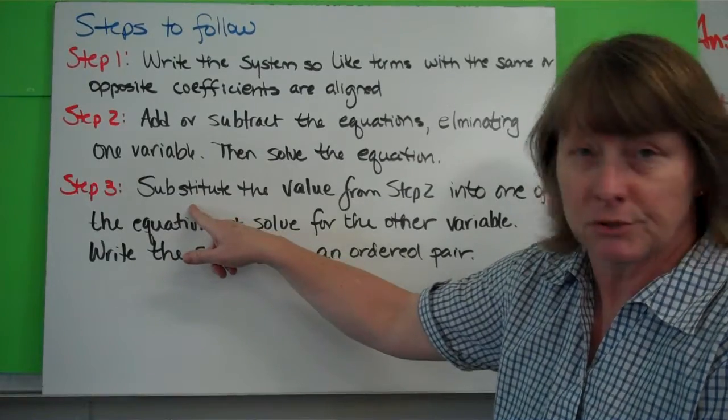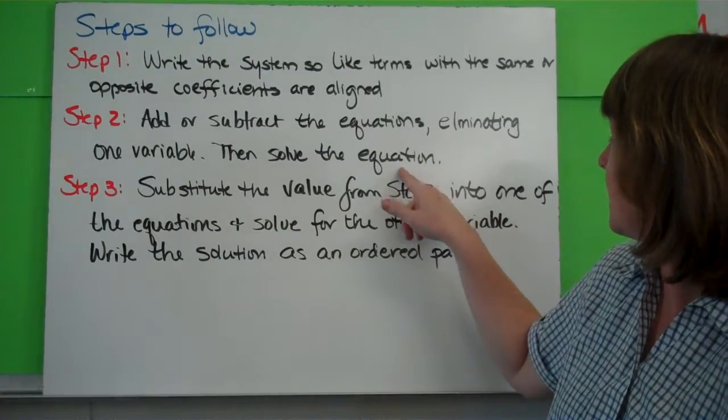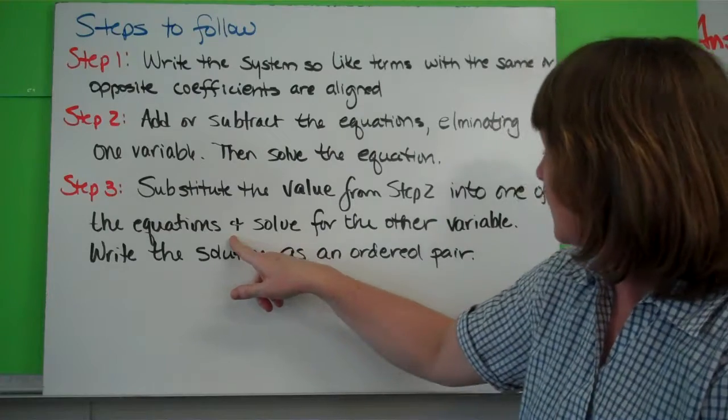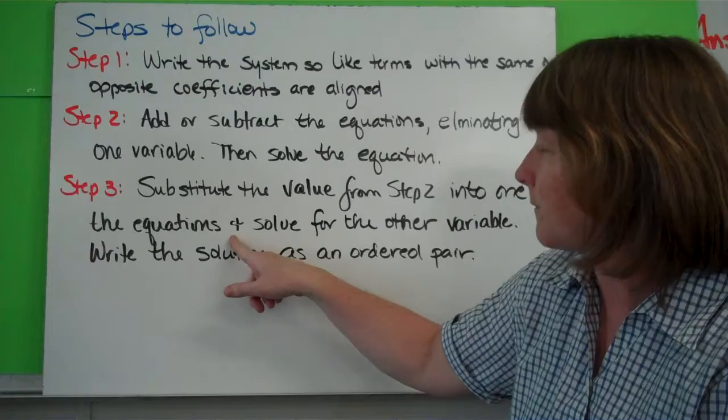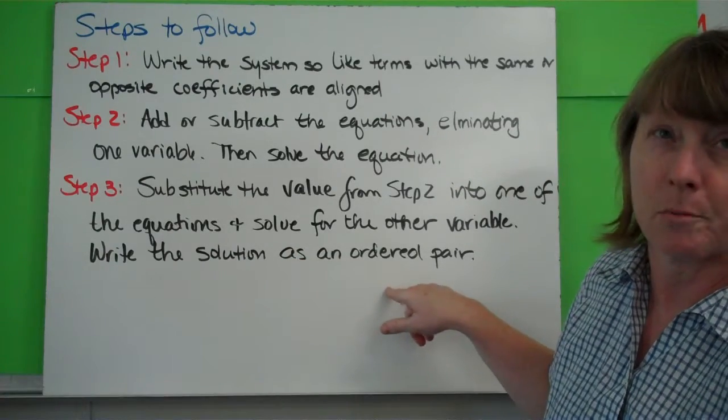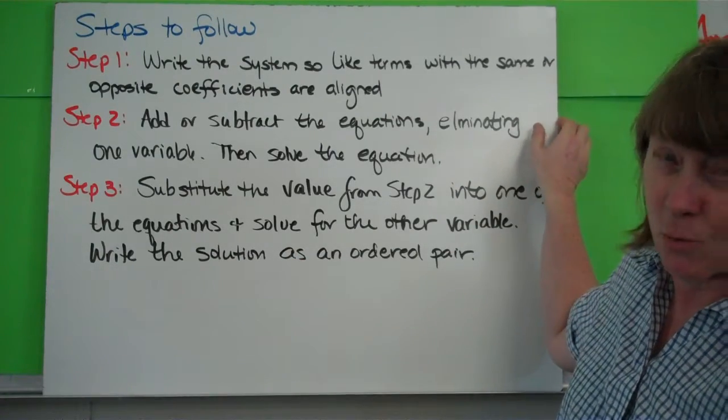Step 3. Take the variable that you solved for and substitute the value from step 2 into one of the equations and solve for the other variable. So if you have x, you're going to solve for y. If you have y, you're going to solve for x. Step 4. Write the solution as an ordered pair. Remember, it has to be an ordered pair.